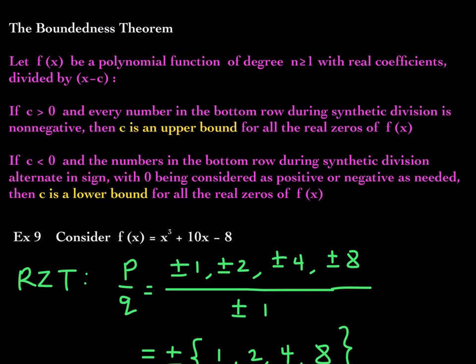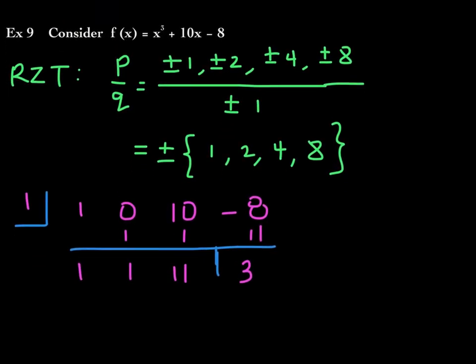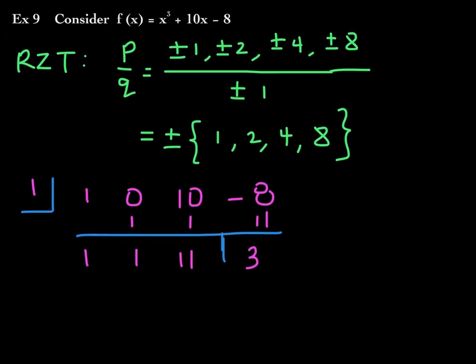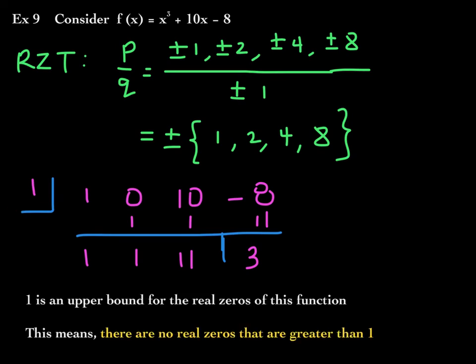If C is positive, which it is in our case, and every number in the bottom row during synthetic division is non-negative, then C is an upper bound for all the zeros. So in this case, what we just figured out is 1 is an upper bound for all of the zeros. All right, everybody, so 1 is an upper bound for the real zeros of this function, and this is what it means, all right? Here it is.